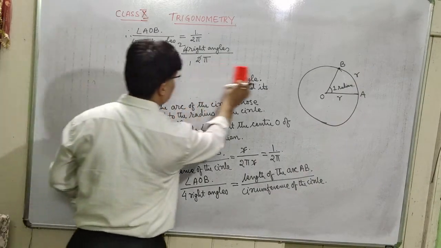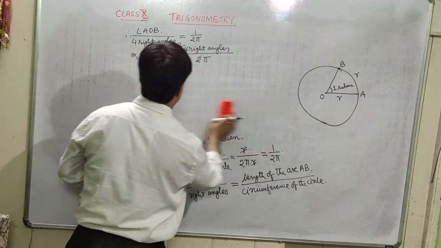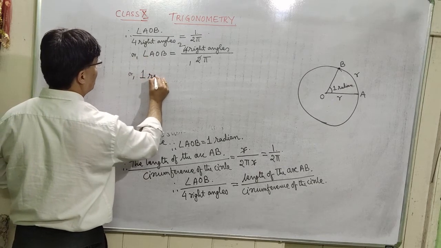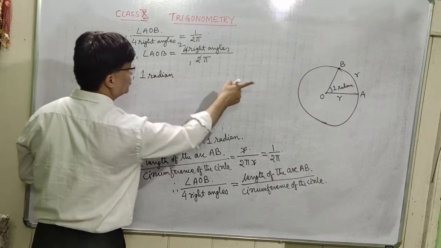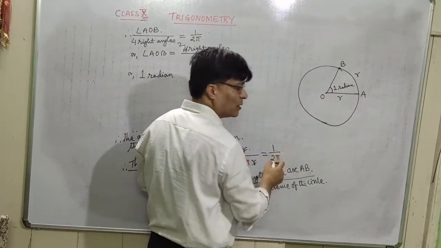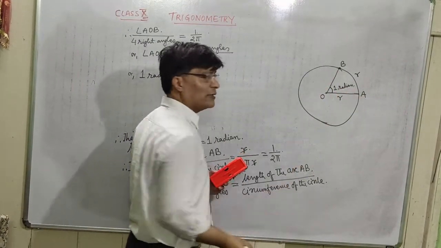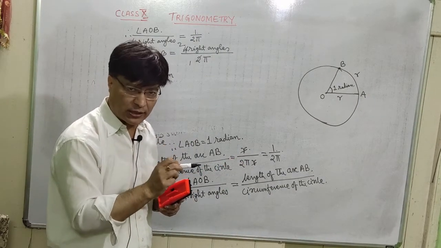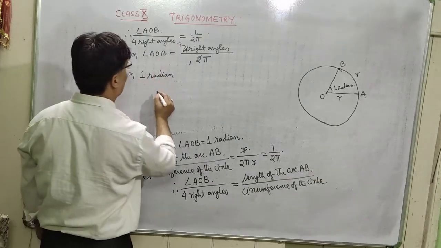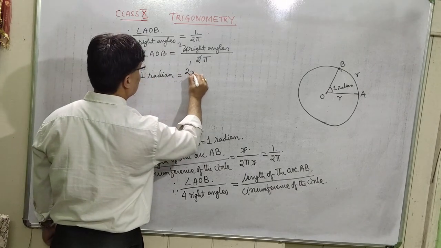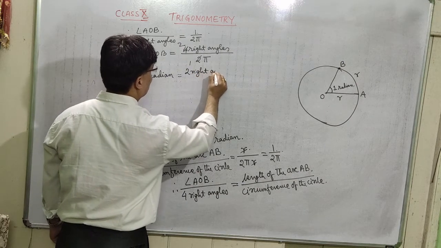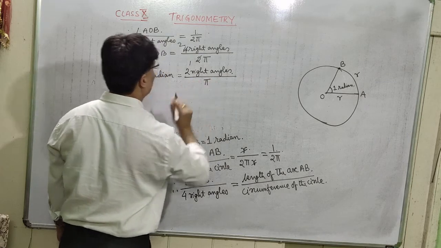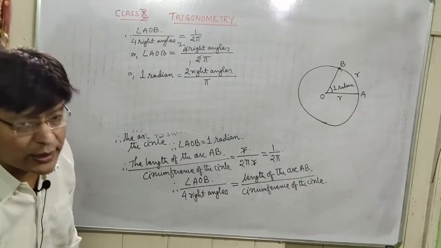Okay. So in the next step, we can write here that angle AOB means 1 radian, isn't it? Angle AOB is 1 radian. It is defined as 1 radian, because this 1 radian is subtended by the arc AB, whose length is equal to the radius of the circle. So angle AOB is equal to 1 radian is equal to 2 right angles divided by pi. So I think you have understood it.